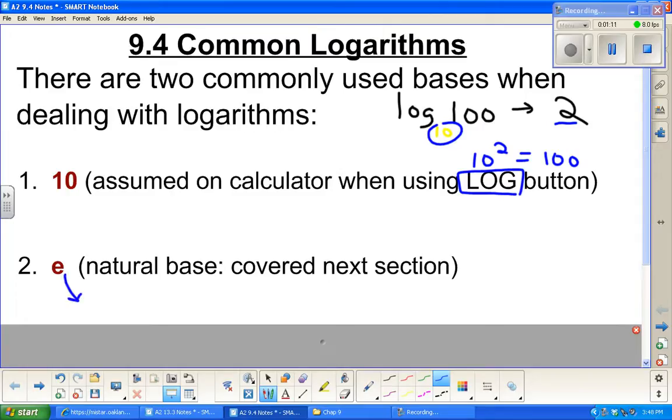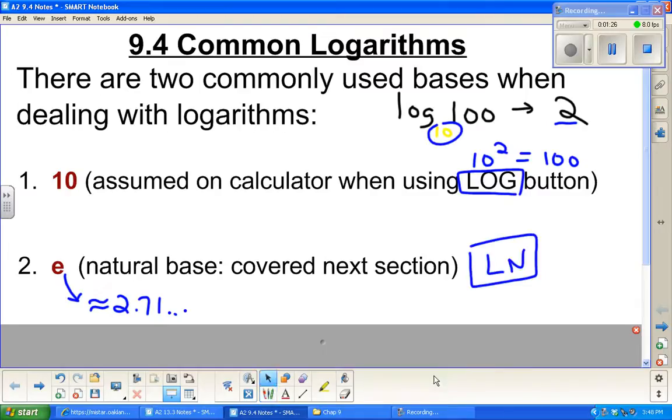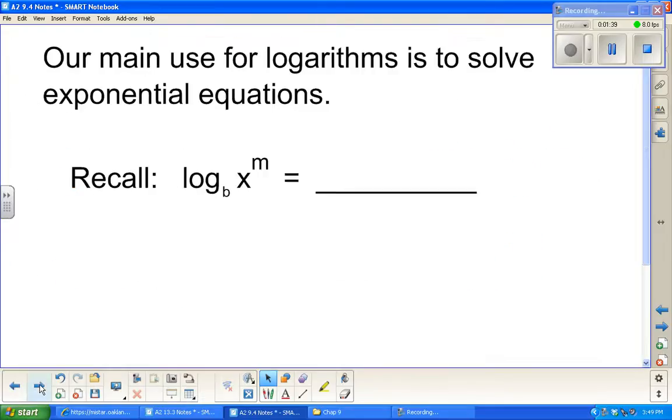But for now, e is an irrational number. It's about 2.71, and it goes on forever, like pi is irrational. There's a button on your calculator that says ln, for natural log, and that has some applications also. So both of those will be used quite a bit. For now, we're going to be sticking with the actual log button and assuming base 10 for this section. Okay, so let's look at a couple uses of this.